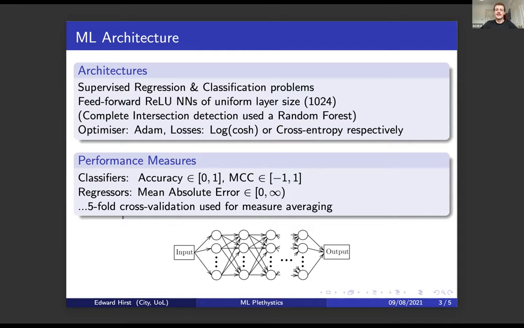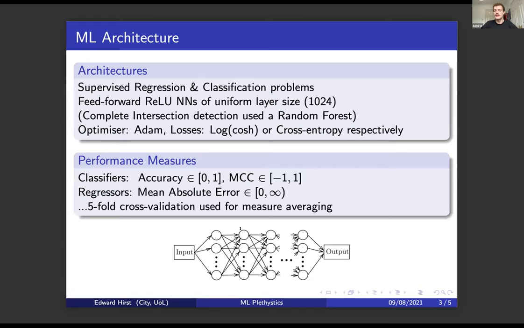On top of that, for those who come with machine learning, we used the Adam optimizer, and dependent on whether the problem was a regression problem, producing a continuous output, or a classification problem, some output from a finite set, we used log cosh or cross entropy losses respectively, which were minimized. So after each investigation has been learned by the neural network, how do we measure how well it's learned? Well, in terms of classification, we used accuracy and Matthews correlation coefficient. And these just look at the ratios of how often your validation or test set is being correctly predicted into the correct class.